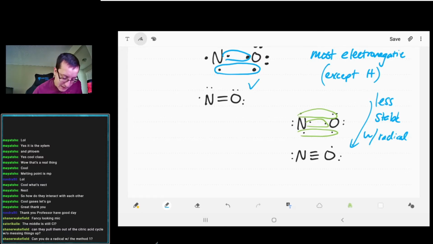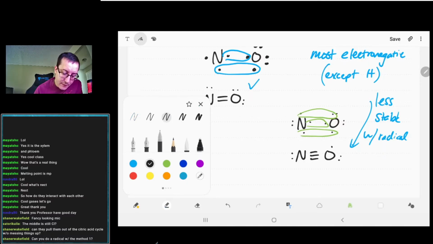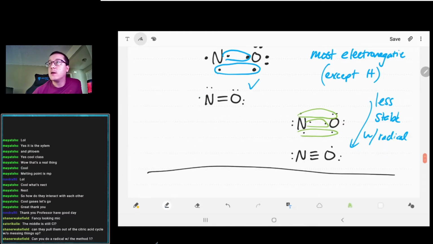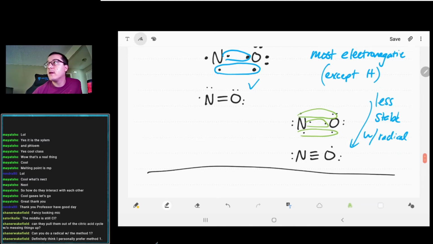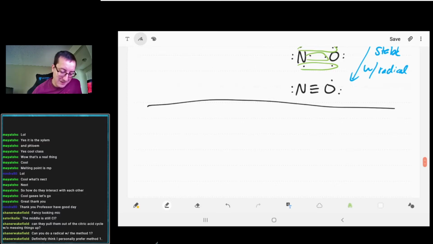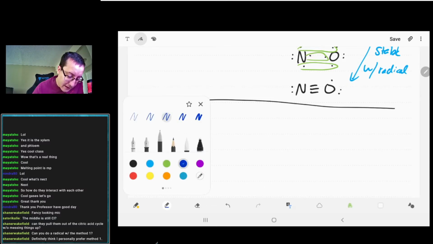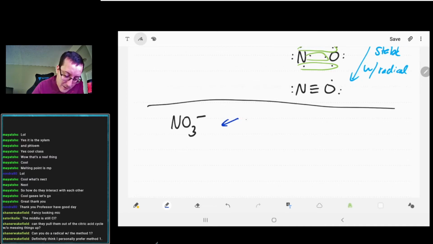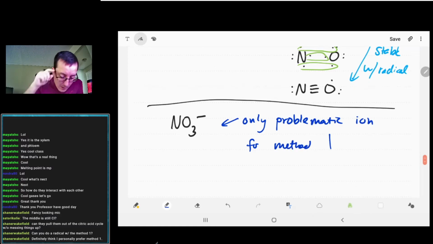I do want to show you one more example that's a unique case with method 1. Yeah, I like method 1 as well. There is just one problem with it, and that deals with one particular ion, nitrate. In all the ones that I've done, this is the only one. This is the only problematic ion for method 1.